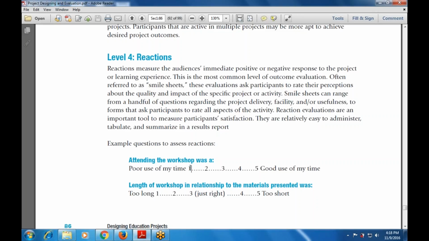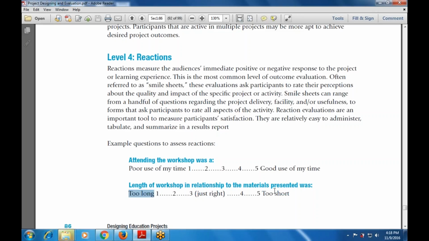Now, next is the length of the workshop in relation to the material presented. That means what is the length? For example, if the topic is very small and the duration of the workshop is too long, for the full day, that is also a wastage of time. An example question: the length of the workshop in relation to the material that was presented. Too long is 1, just right is 3, and too short is 5. We can also do it the other way: too short is 1, too long is 5.